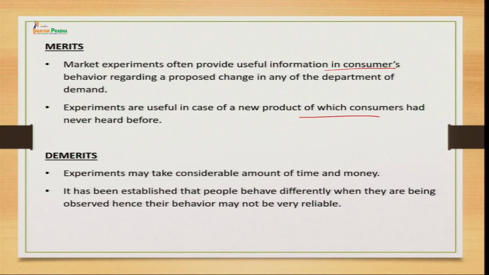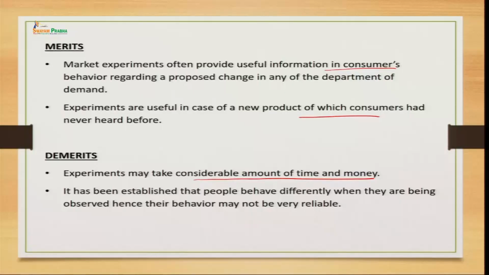Then we talk about the demerits of this method. This method is not good in terms of time and money, because observation requires a lot of time, and creating an artificial market setup is a costly affair. And lastly, it has been established that people behave differently. Yes, for sure, the people whom you are inviting to buy goods in the market are behaving artificially, because this is an artificial market. If somebody asks you to purchase things and your behavior will be observed, and you are aware of this, then definitely your behavior will change.